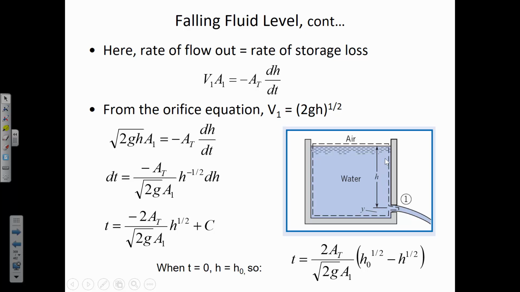Now it's important to point out that the h values here aren't the distance that it's fallen down, but rather it's the beginning height above the center of the orifice and then the height above the center of the orifice at time t. So there's a difference between the height of the water and how far it's fallen.